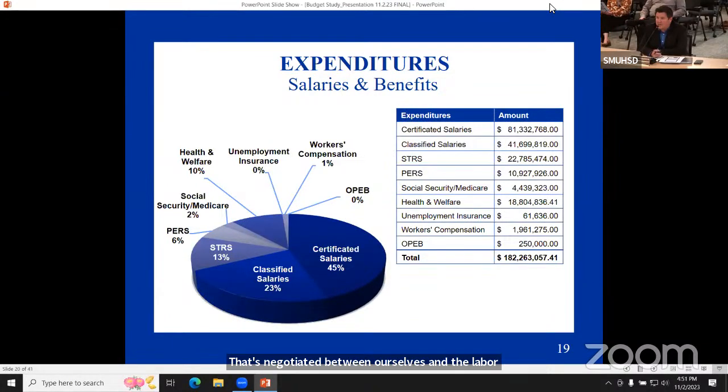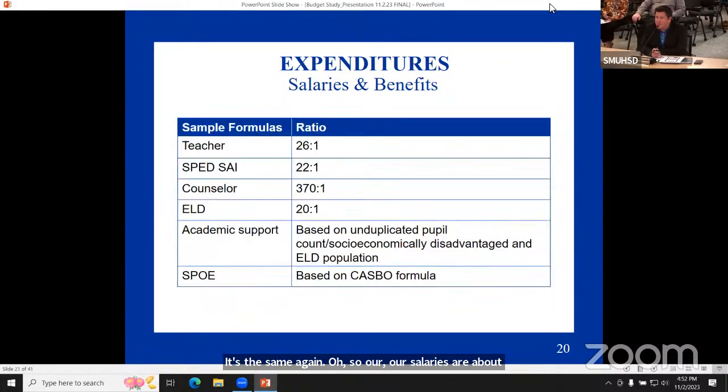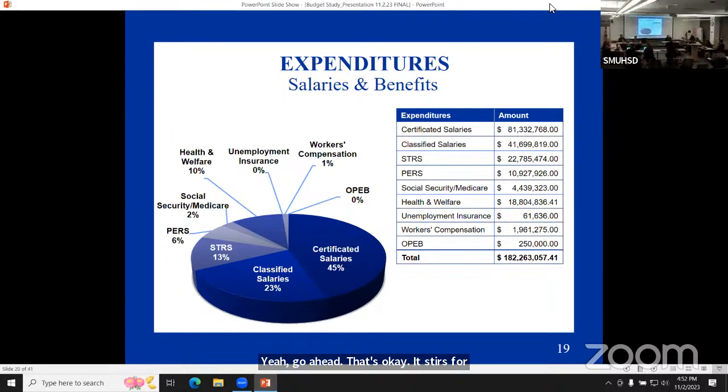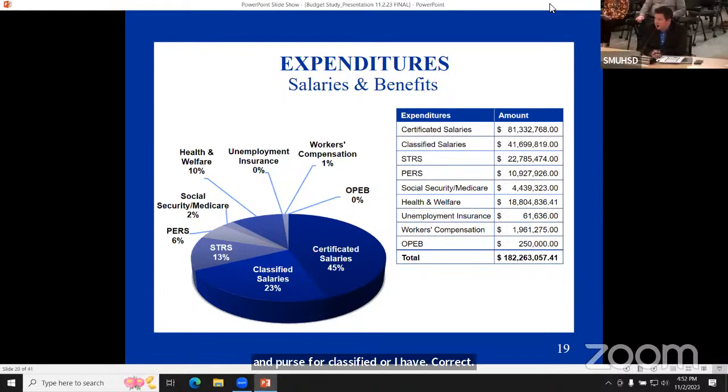So our salaries are a little under 70% of our total salaries and benefits costs, and then the benefits costs are about 30%. Is STRS for certificated and PERS for classified, or do I have it backwards? Correct. The State Teachers' Retirement System is STRS, and PERS is the Public Employees' Retirement System. Okay, thank you.